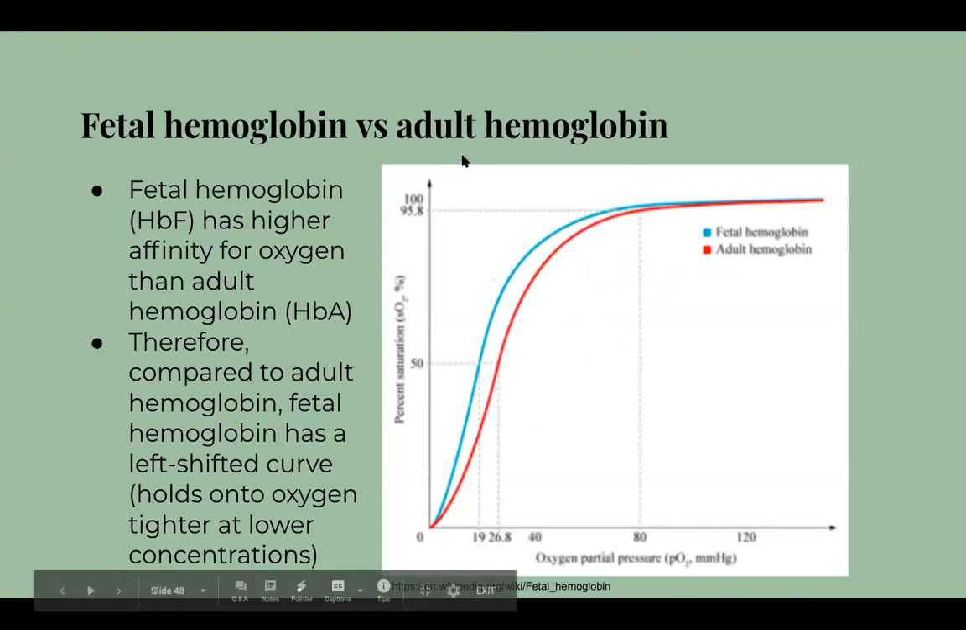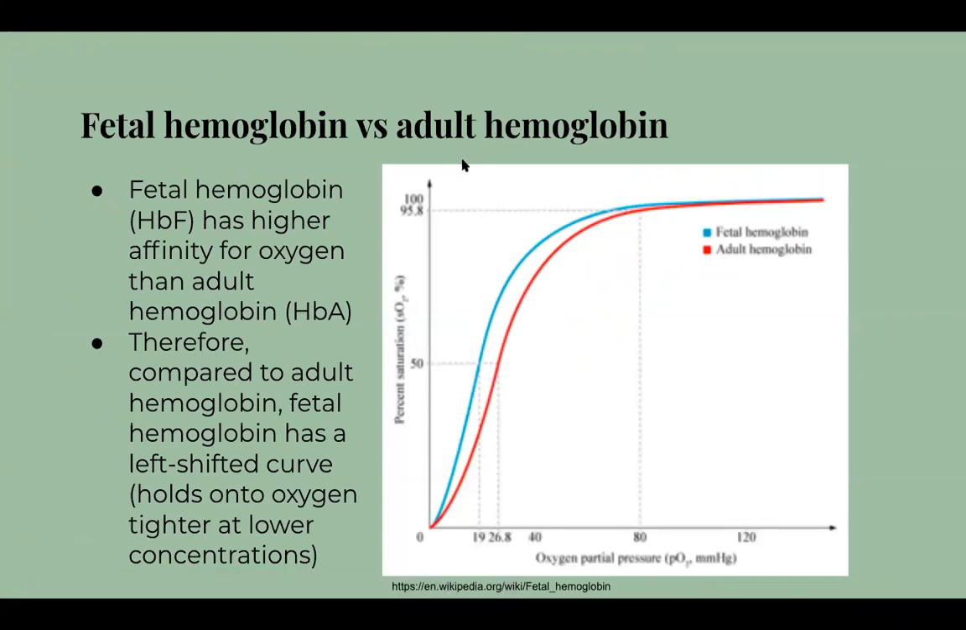Okay, and another thing when you look at these hemoglobin oxygen dissociation curves is to look at fetal hemoglobin. Fetal hemoglobin has higher affinity for oxygen than adult hemoglobin. So again, if we look at 40 millimeters of mercury partial pressure of oxygen, the red is your adult hemoglobin and the blue is the fetal hemoglobin. The fetal hemoglobin has a higher percent saturation of oxygen at the same partial pressure of oxygen. So this is represented on a left shift curve.